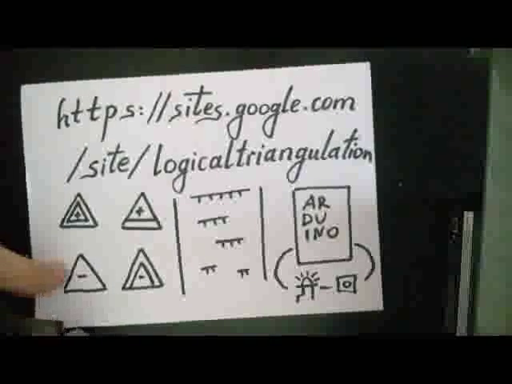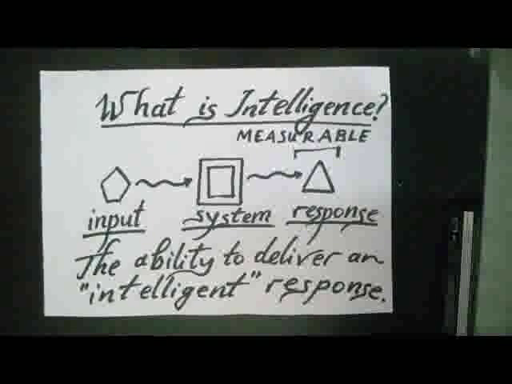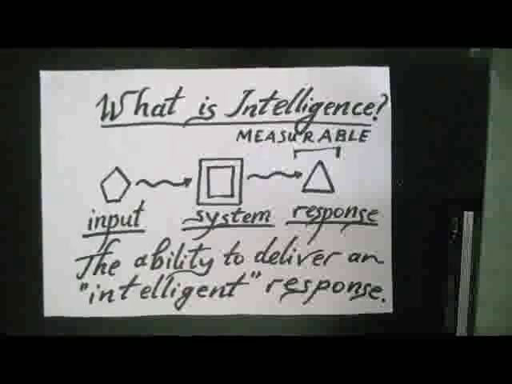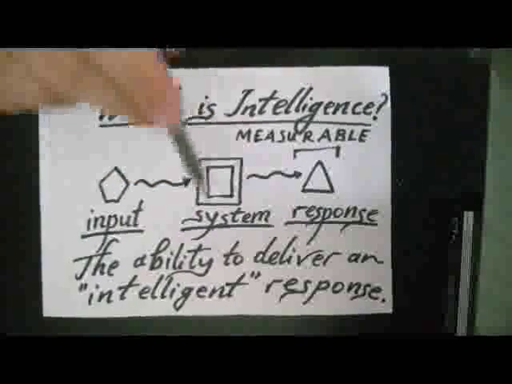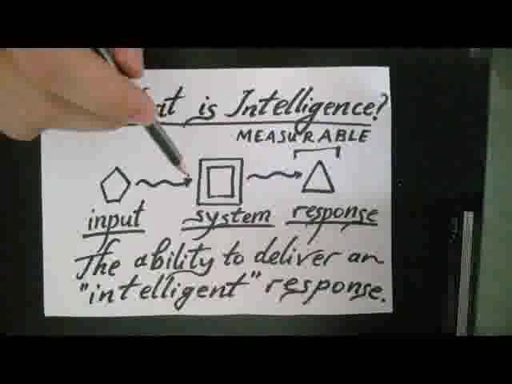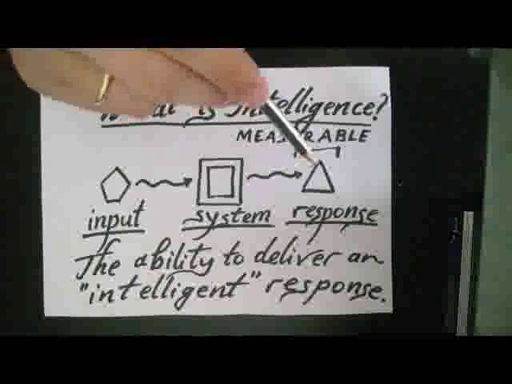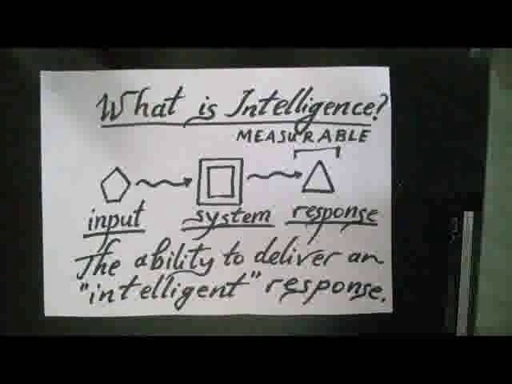Without further ado, let us come to the first question. What is intelligence anyway? On this it depends what an artificial intelligence might be. So I'm saying you're having an entity, let's call it the system. The system is going to receive some kind of input, and it is going to output some kind of response. That response must be intelligent.